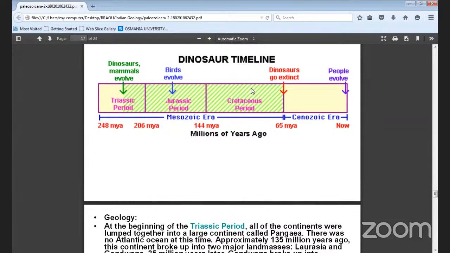and in the Jurassic period, birds evolved. And when you go into the period of Cretaceous, the dinosaurs slowly went extinct, at about 65 million years ago. And after that, the Cenozoic era started, from 65 million years up to now. Human beings and plant life evolved in this era.